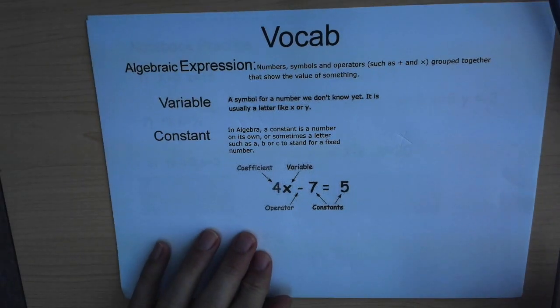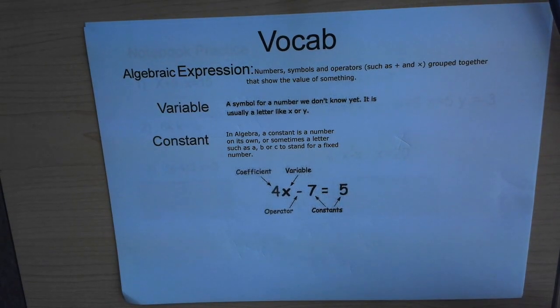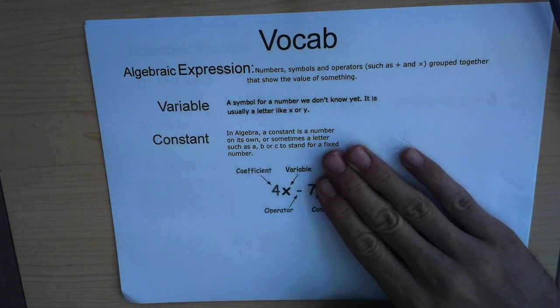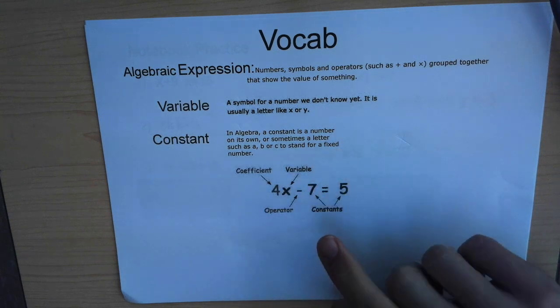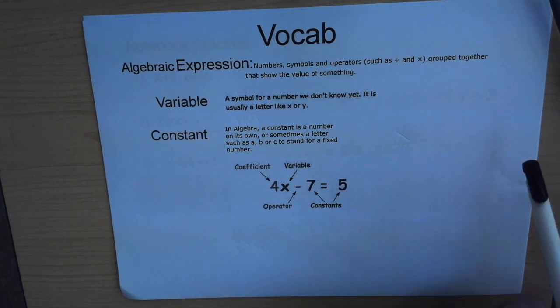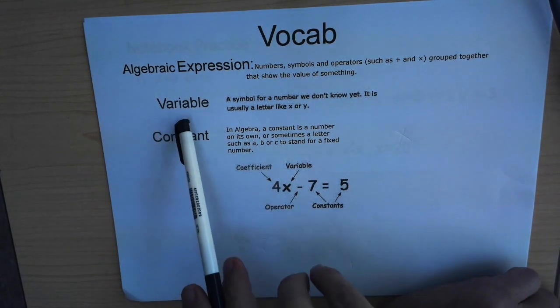Let's review some vocabulary before we start. Algebraic expression: numbers, symbols, and operators such as pluses and times together that show the value of something. So if we were looking at an algebraic expression, we can say this part right here is an algebraic expression. Do you know what you'd call this entire thing here? It's an equation. Let's keep going.